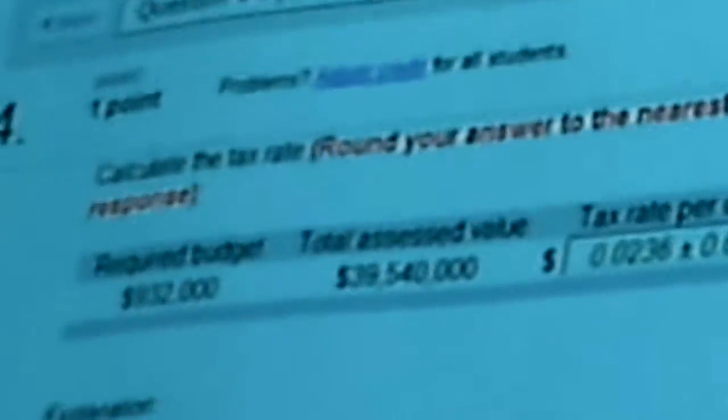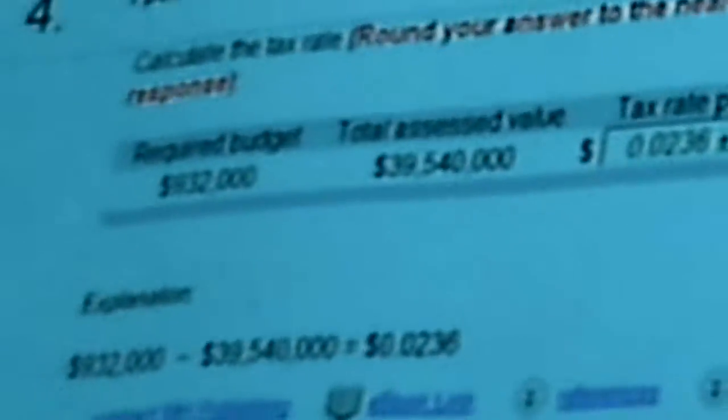How are they going to get it? Okay, what they're going to do is figure out the assessed value, not the total market value, but just the assessed value of all the properties in that area. And then once they get that big number, you see how big this number is, 39.5 million, right? That's probably a small community. We just divide it into the 932.